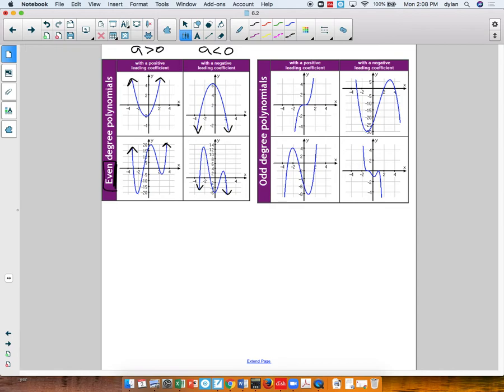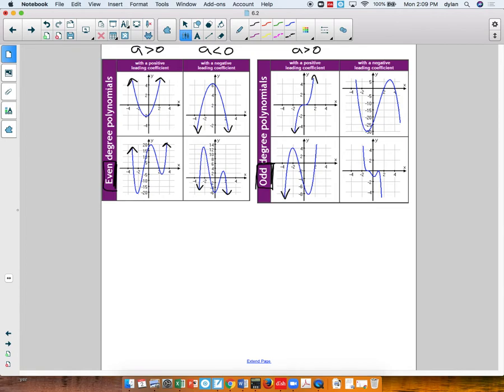Now, similarly, if we think about our odd degree polynomials, if we have a positive leading coefficient, what you'll notice here is that the negative end behavior, in other words, the end behavior when x is approaching negative infinity, getting very small, you're also going to have negative y values. When x gets very large in a positive direction, you have positive y values as well.